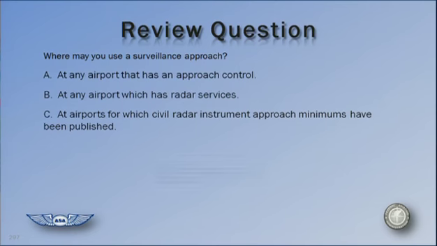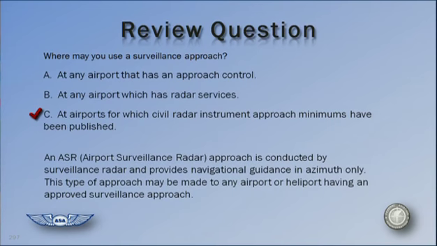And your correct answer is C. An ASR, or Airport Surveillance Radar approach, is conducted by surveillance radar and provides navigational guidance in azimuth only. This type of approach may be made to any airport or heliport having an approved surveillance approach.